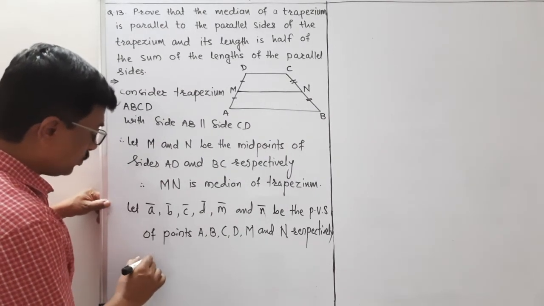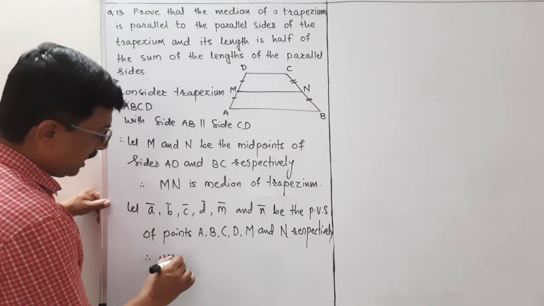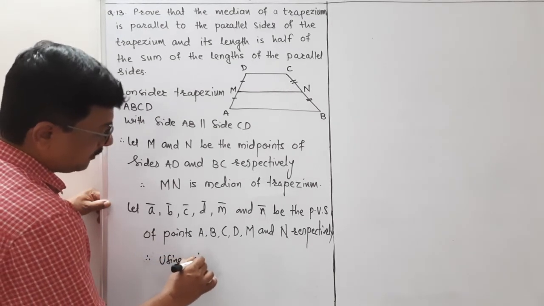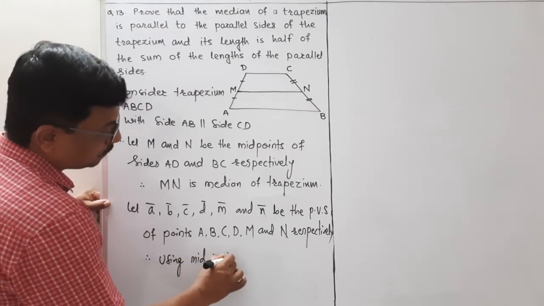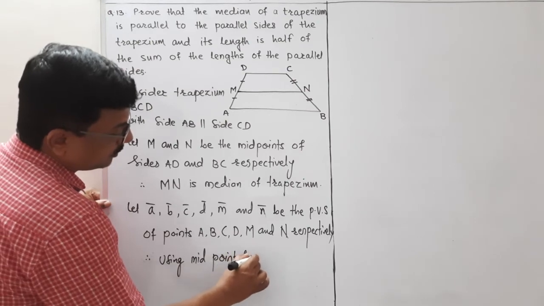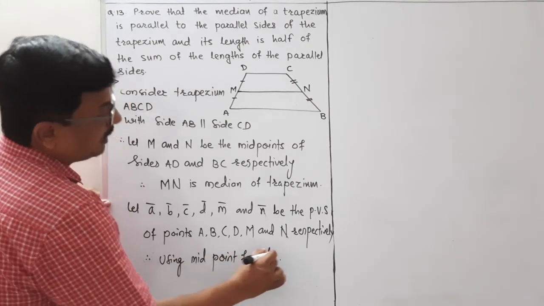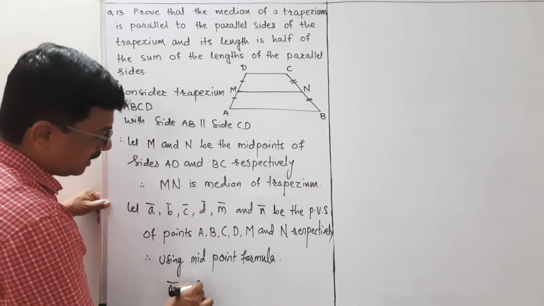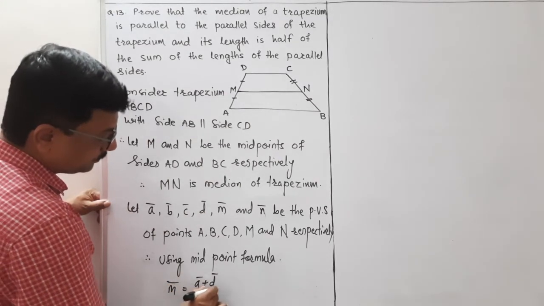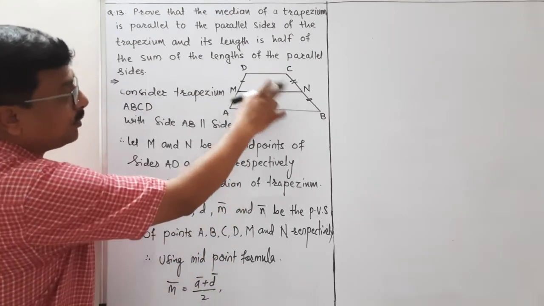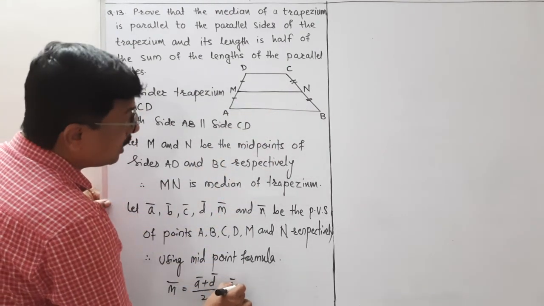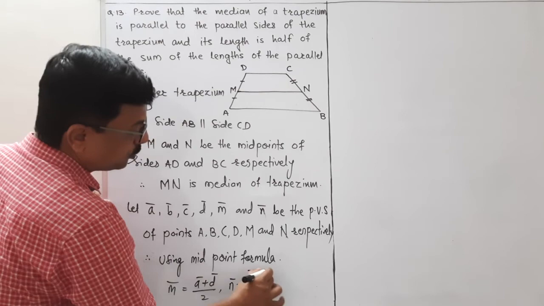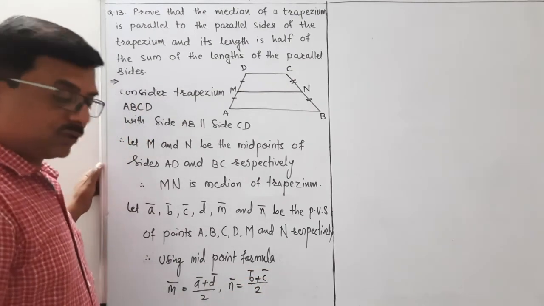Therefore we can say that using midpoint formula क्या होगा, अगर M इज मिड पॉइंट ऑफ AD है तो M वेक्टर इज इक्वल टू आएगा A वेक्टर प्लस D वेक्टर अपॉन 2 एंड N इज अ मिड पॉइंट ऑफ BC यानी N वेक्टर इज इक्वल टू आएगा B वेक्टर प्लस C वेक्टर अपॉन 2। समझ में आ रहा है?